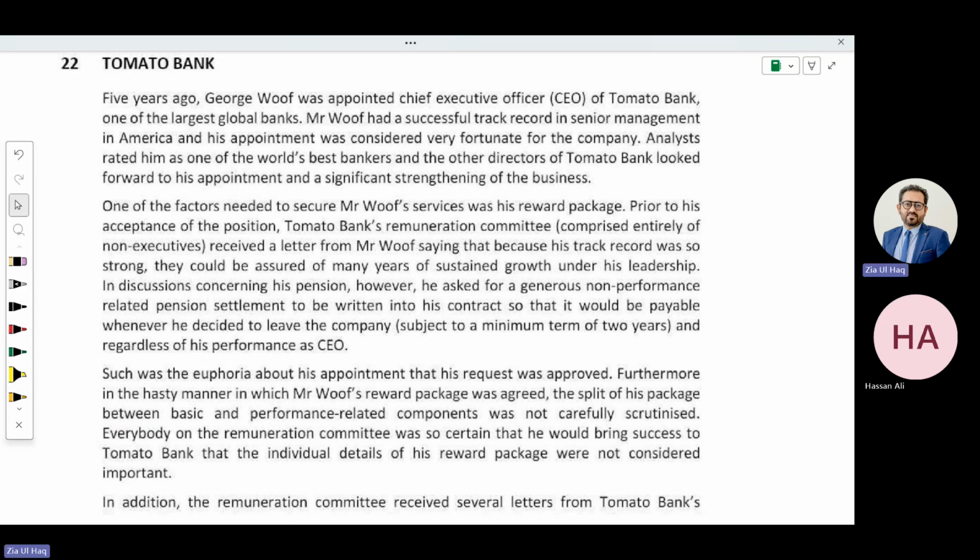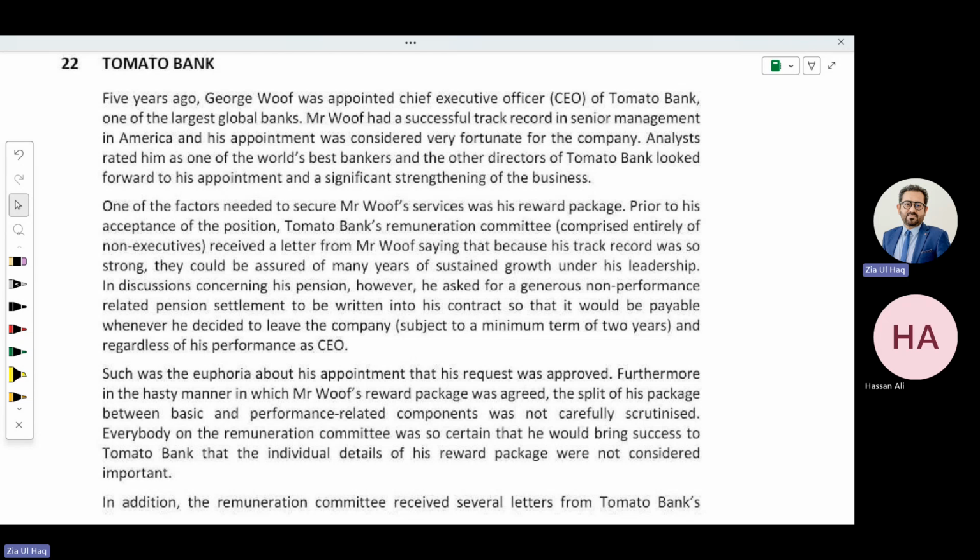Analysts rated him as one of the world's best bankers, and other directors of Tomato Bank looked forward to his appointment and a significant strengthening of the business. So they are appointing a new CEO, Mr. Wolf, as a successful, reputed banker. One of the factors needed to secure Mr. Wolf's services was his reward package. So obviously, if they are attracting a highly successful person into their company, they need to offer a good reward package.